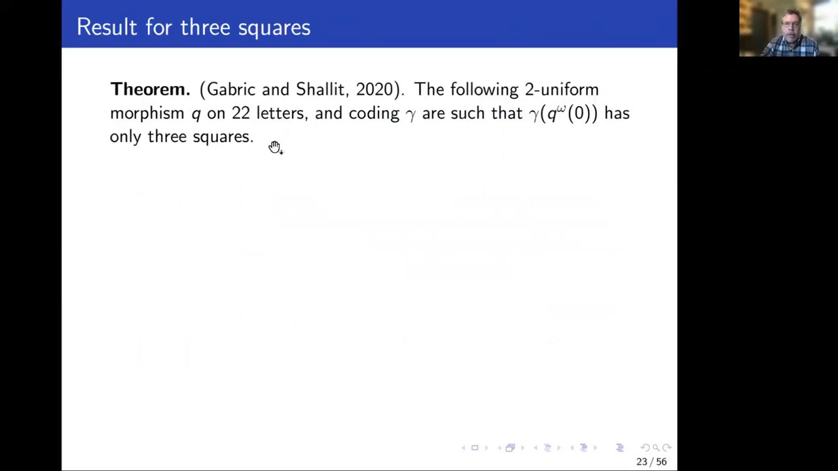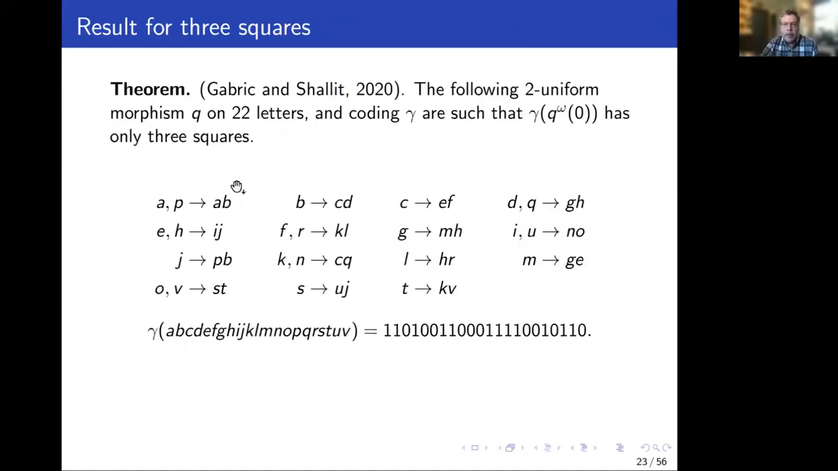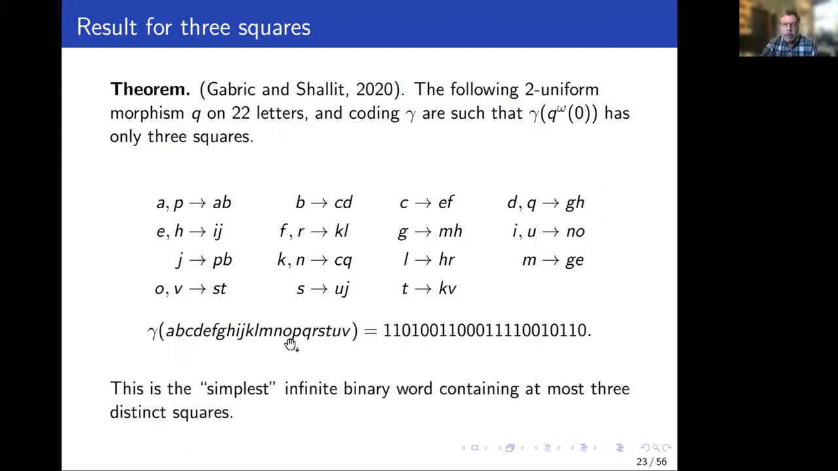So we did this and we got a 2-uniform morphism on 22 letters. In other words, a 22-state automaton. And the fixed point of this morphism followed by this coding gives you an infinite binary word with at most 3 squares. And Walnut can then complete the proof that this is it.